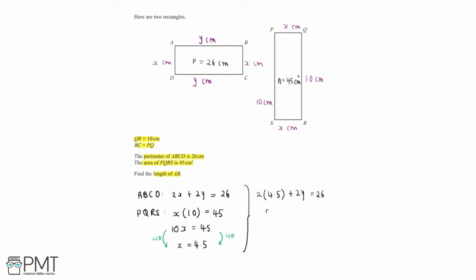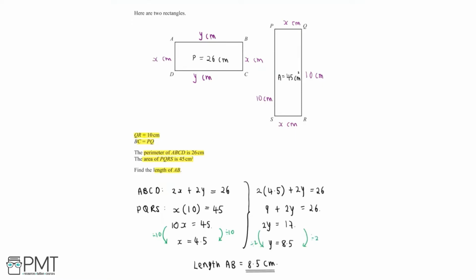We can simplify this into 9 plus 2y equals 26. Now subtracting 9 from both sides, we'll have 2y is equal to 17. And so y is equal to 17 divided by 2, which is equal to 8.5. Now since y is equal to 8.5, and we said that length AB is equal to y, we've found that the length AB is equal to 8.5 centimetres.